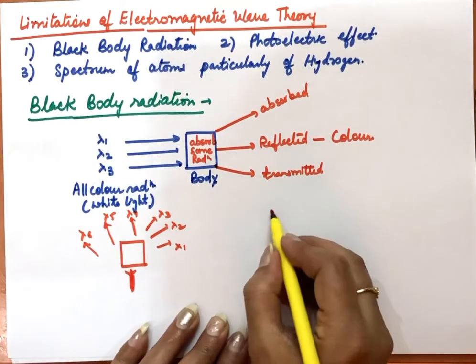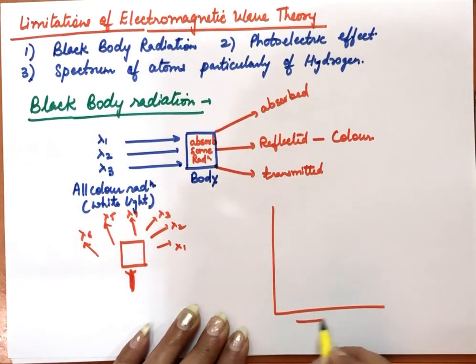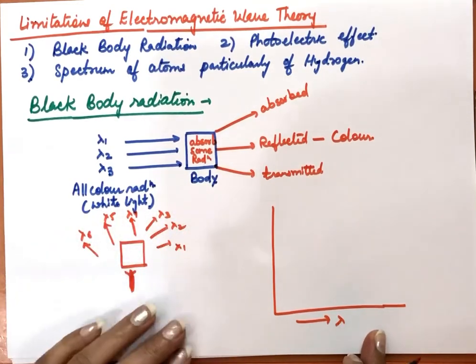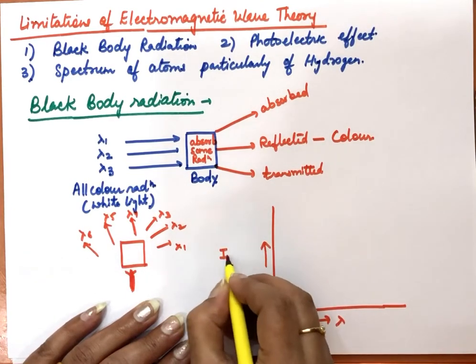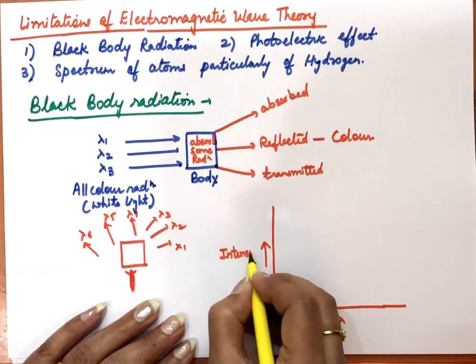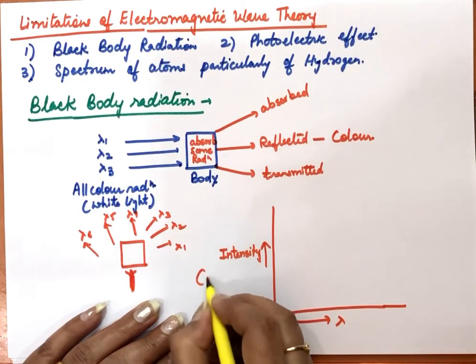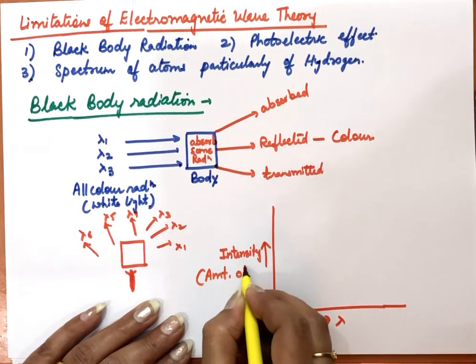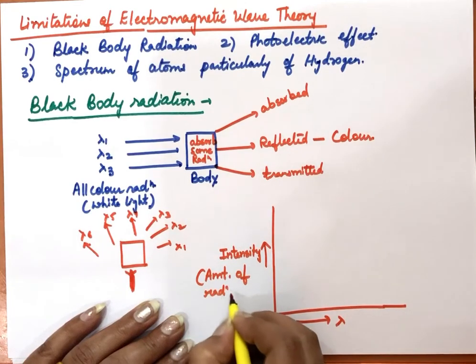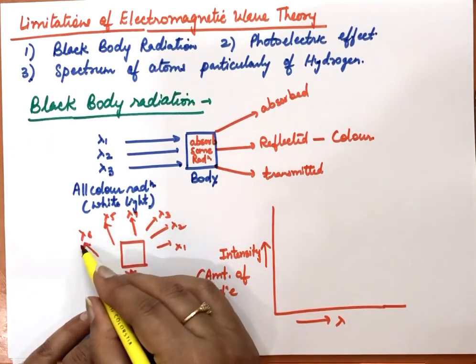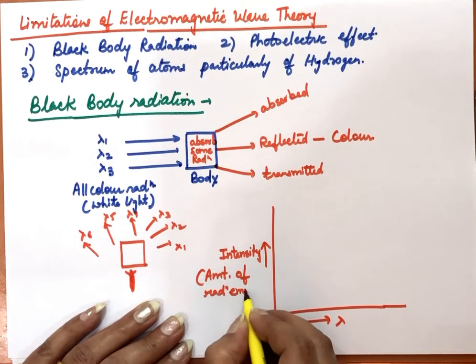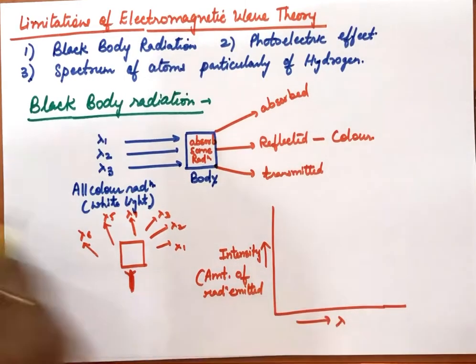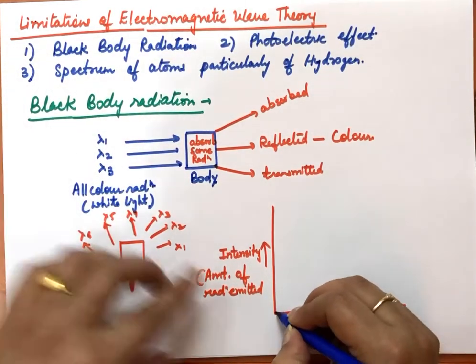So now we will plot a graph, taking the wavelength of these emitted radiations on one side, and on the other side we are taking the intensity of these radiations. Intensity means amount of radiations emitted, because all these will not be emitted in the same amount. Some will be emitted more, some will be emitted less. So amount of radiations emitted. The graph will be like this. This kind of a graph will be observed.